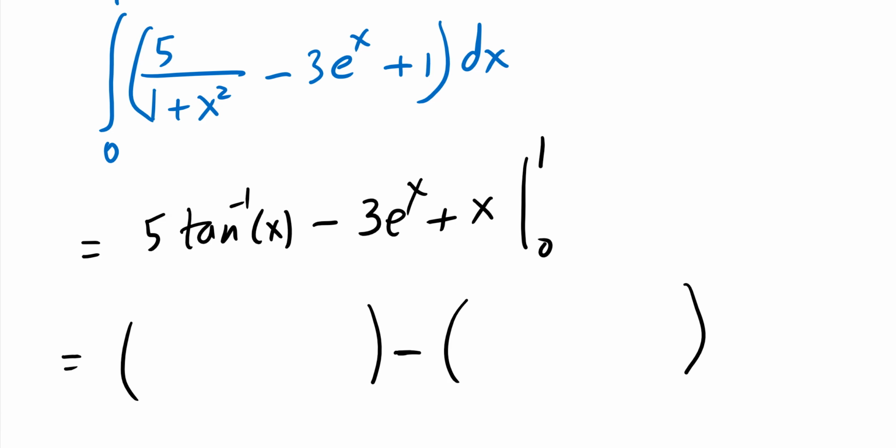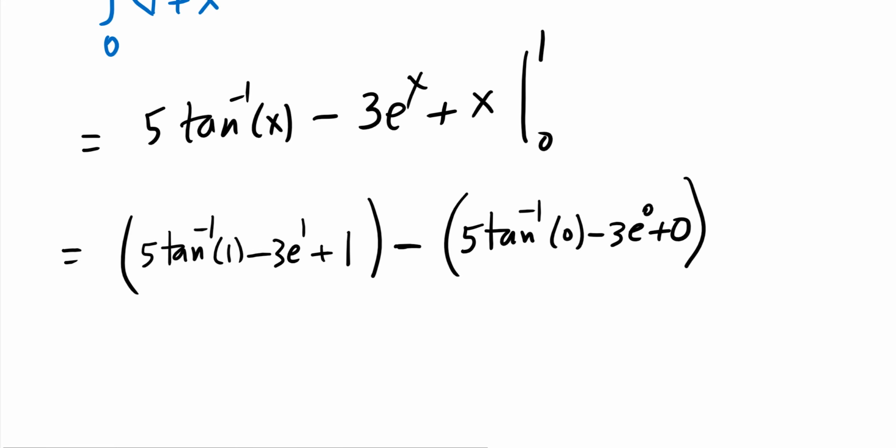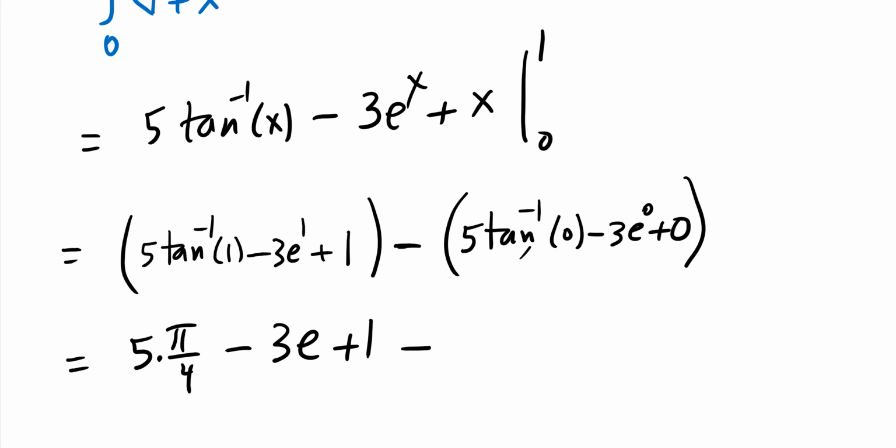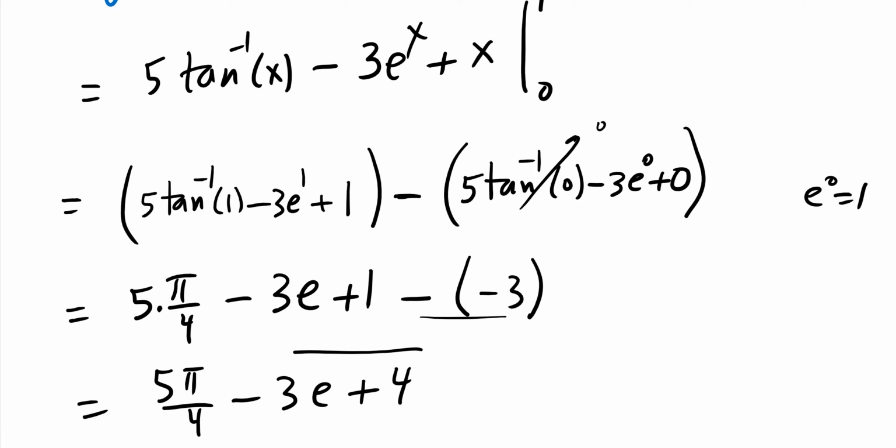So substitute the 1 in. What do we get? 5 tan inverse of 1 minus 3 times e to the first power plus 1. Substitute the 0 in. Tan inverse of 0 minus 3 times e to the 0 plus 0. What do we get? Tan inverse of 1 is pi over 4, so 5 times pi over 4, minus 3e plus 1, minus tan inverse 0, which is 0. And what is left inside? It's negative 3 times e to the 0, which is 1, so 1 times 3, 3. So the final answer would be 5 pi over 4 minus 3e, minus minus, that's a plus 4.